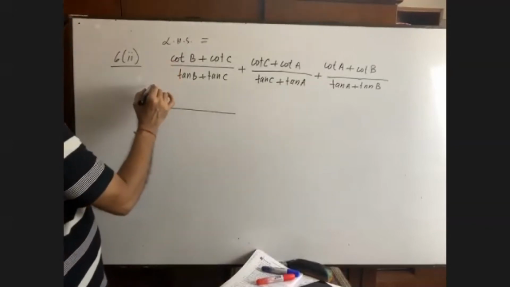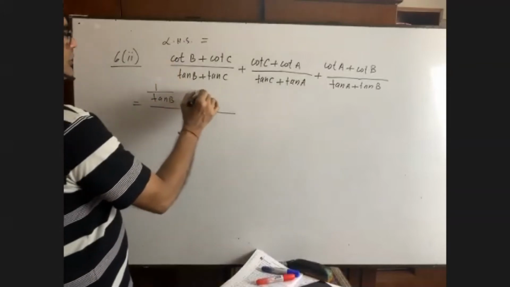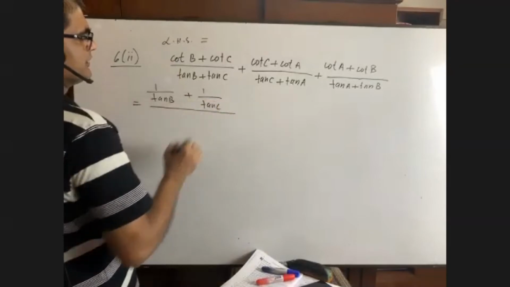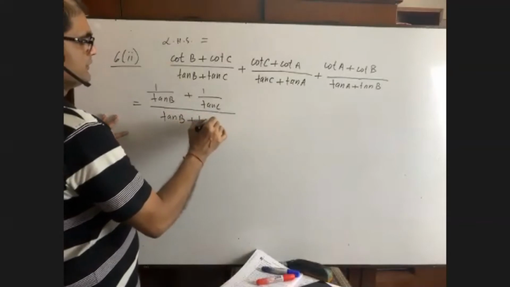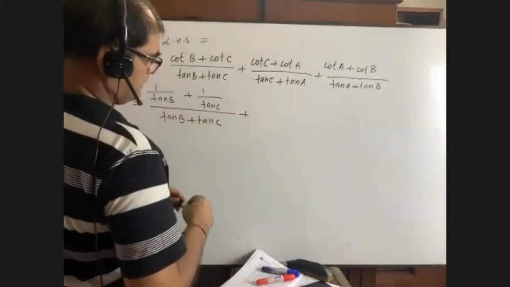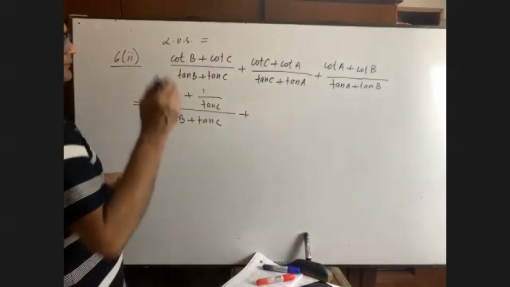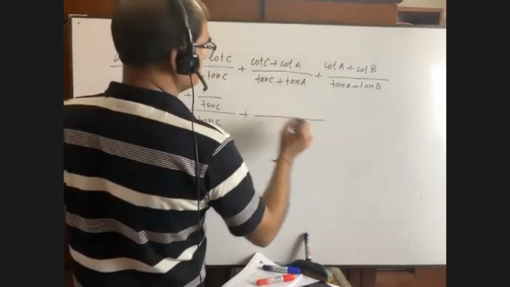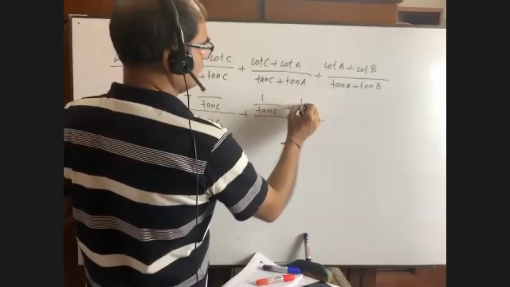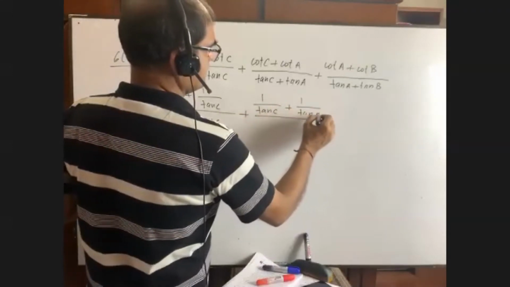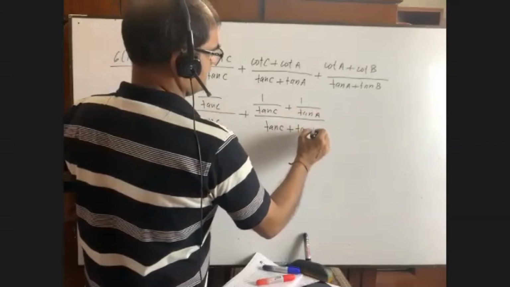So cot B equals what? Just let me know. 1 by tan B. It is what? 1 by tan C, right? So it is tan B plus tan C. Now you see, cot C, that is what? 1 by tan C. It is what? 1 by tan A. And it is tan C plus tan A.